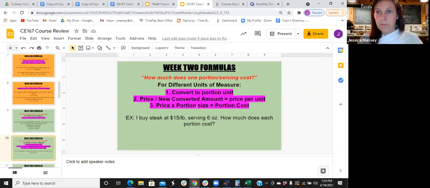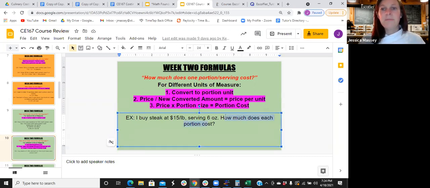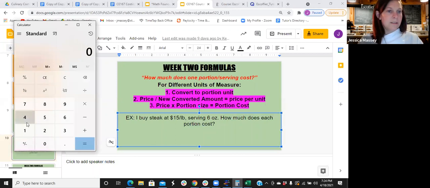Granted, the stuff in purple basically says what I just told you. But let's say we buy steak at $15 a pound. A serving is 6 ounces. How much does that 6-ounce serving cost? So this one, you only have to do it once. You basically want to figure out, again, your price per ounce. So you take that $15 steak, that's 16 ounces, and we would divide it by 16. And this gets us our price per ounce. We have 0.9375.